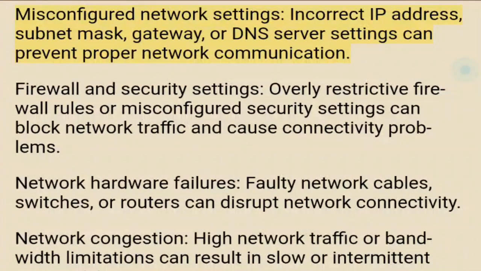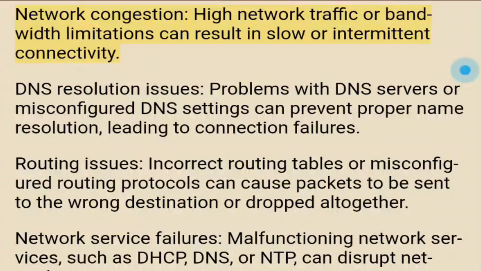Misconfigured network settings. Incorrect IP address, subnet mask, gateway, or DNS server settings can prevent proper network communication. Firewall and security settings. Overly restrictive firewall rules or misconfigured security settings can block network traffic and cause connectivity problems. Network hardware failures. Faulty network cables, switches, or routers can disrupt network connectivity. Network congestion. High network traffic or bandwidth limitations can result in slow or intermittent connectivity.